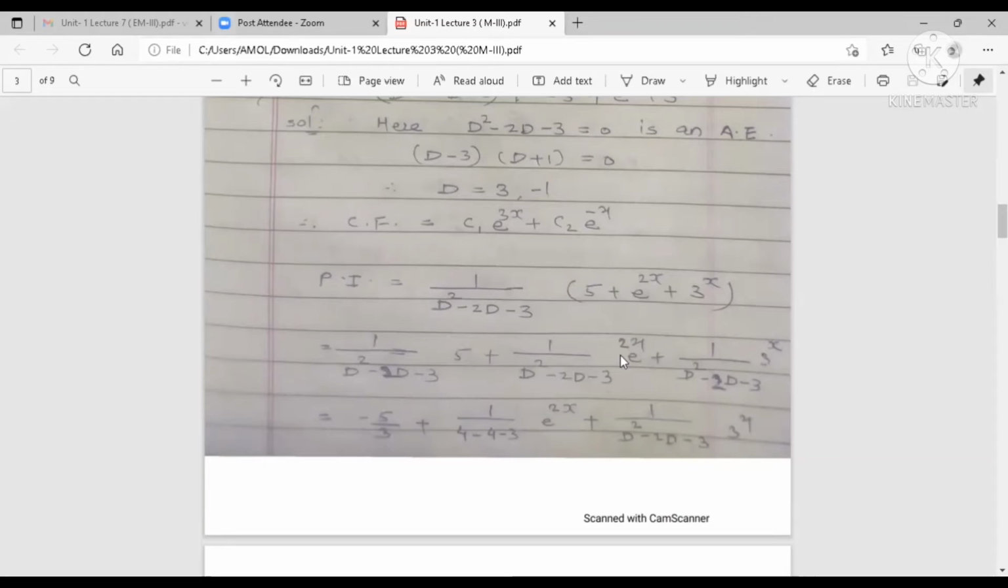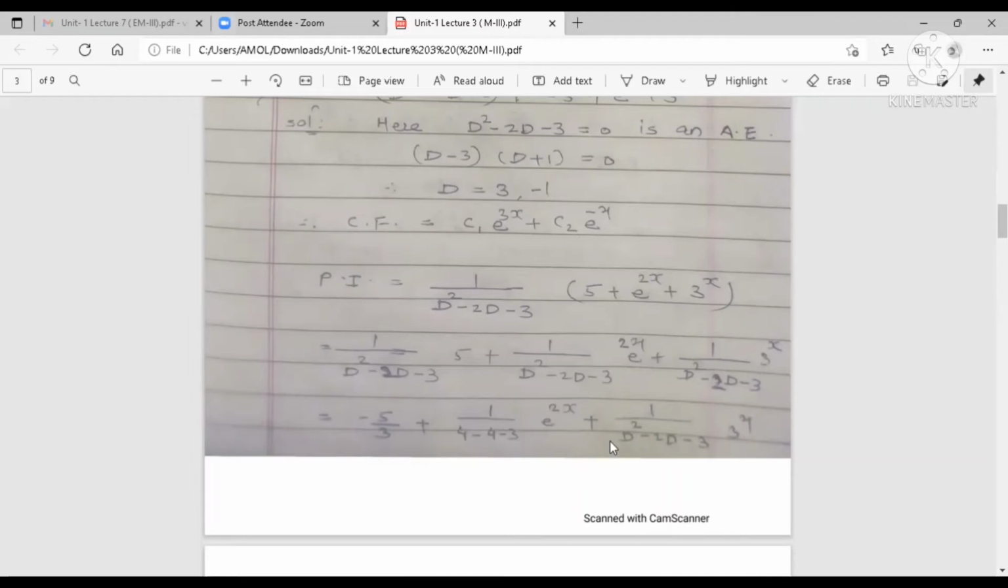Now the second term is the exponential function e to the power 2x. How to solve for the exponential function e to the power 2x? Replace d by the coefficient. The coefficient is here 2. So replace d by 2. 2 square is 4, so 4 minus 2 twos are 4. Again the value of d is 2, 2 twos are 4, minus 3.